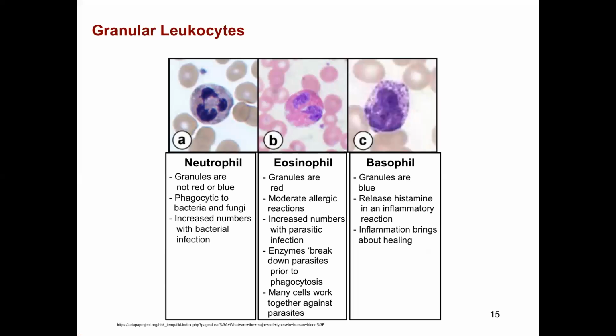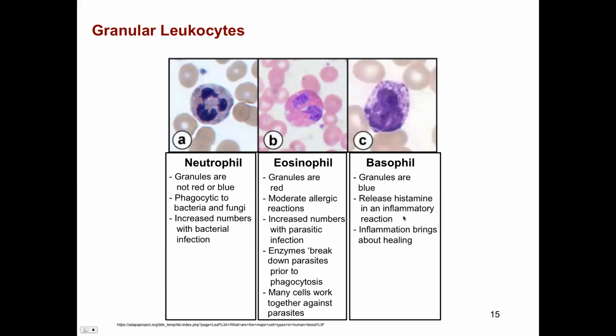Basophils, now their granules are blue. Most students these days don't learn Latin, and I definitely did not learn Latin, but I picked up some as I went through my scientific education. But eosin usually means red, and baso is implying blue, so that's where we get those names, okay? So the basophil, the granules are blue, and those granules release histamine during inflammation.